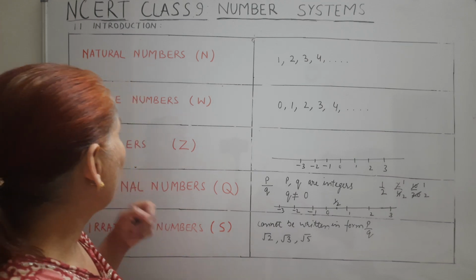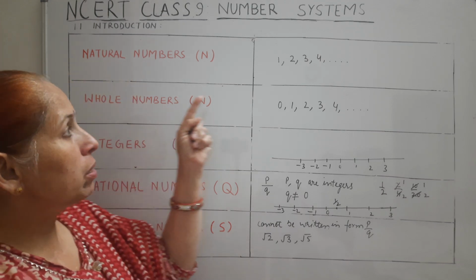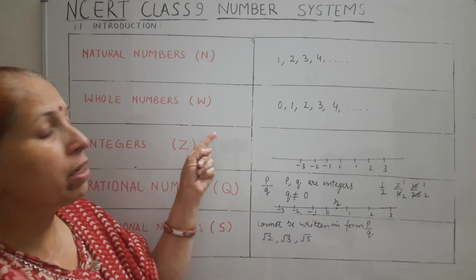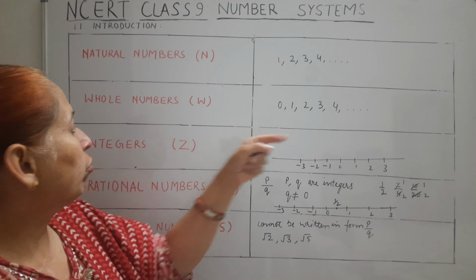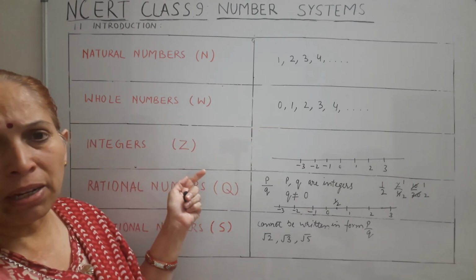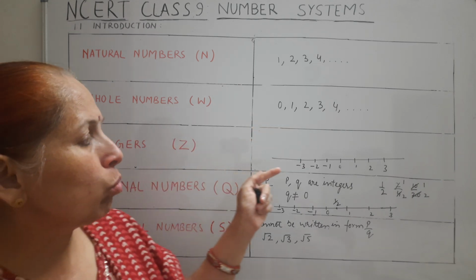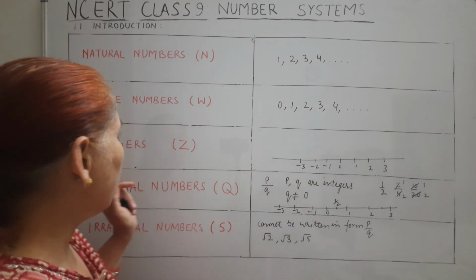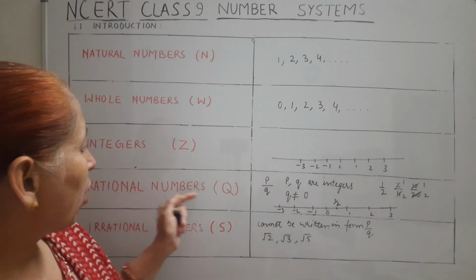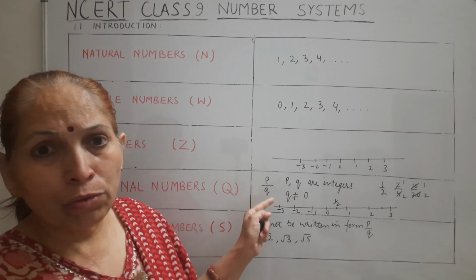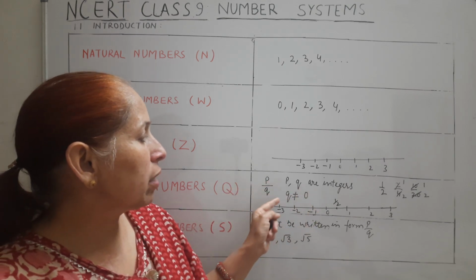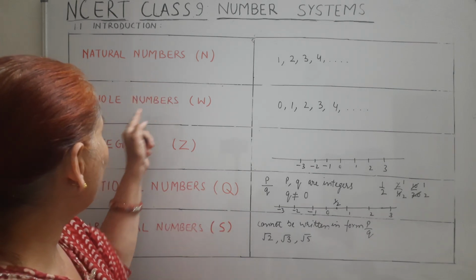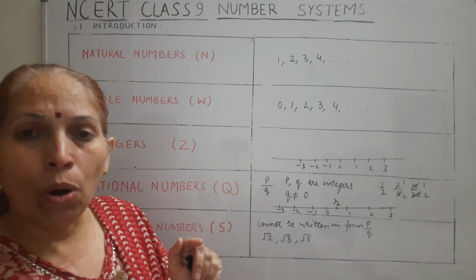So now a quick recap. Natural numbers are 1, 2, 3, 4 and so on. Whole numbers, denoted by W, are 0, 1, 2, 3, 4. Integers, represented by Z, are -3, -2, -1, 0, 1, 2, 3, all positive and negative integers including 0. Rational numbers can be represented in the form of p by q, where p and q are integers and q is not equal to 0. So rational numbers include natural numbers, whole numbers and integers all.